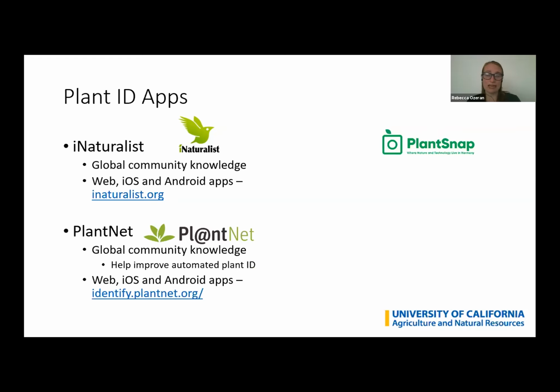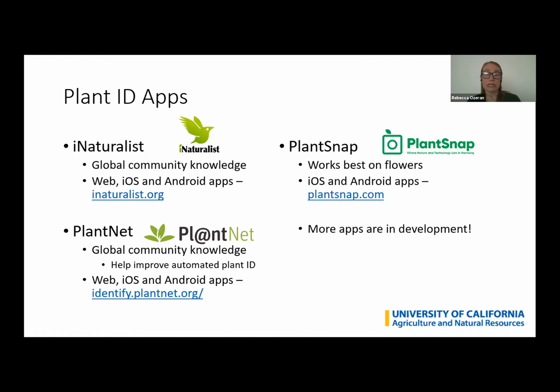They do have web-based versions of this as well as apps for smartphones. Now next is PlantNet, which is very similar to iNaturalist. It also uses that global community of knowledge. And I should mention all 3 of these have free versions of their apps, so you don't have to pay anything to get engaged. One really neat thing about PlantNet is that they also are using the data that it creates to help improve automated plant ID. And that automated plant ID is what PlantSnap uses. PlantNet, like iNaturalist, also has a web-based option as well as smartphone apps.